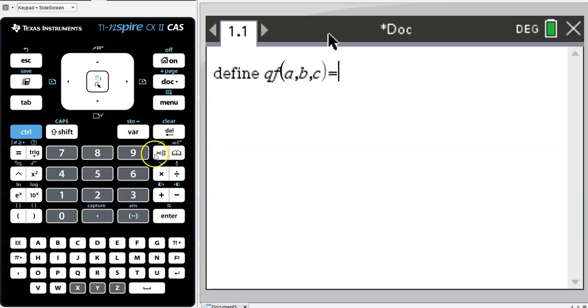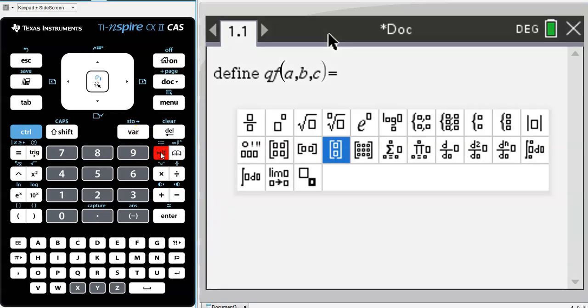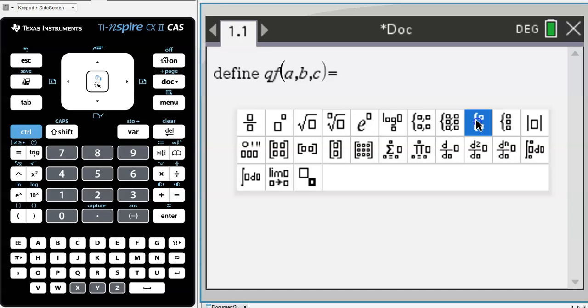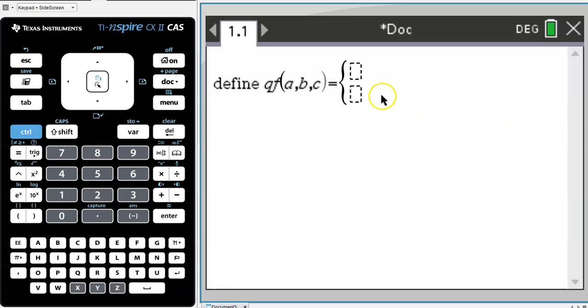two different parts. Remember, the quadratic formula has a positive and negative component to it. So if we press this key here to open up our menu options, I'm going to select this option over here to get two components. So I'll click that and press enter, or we can double click it.